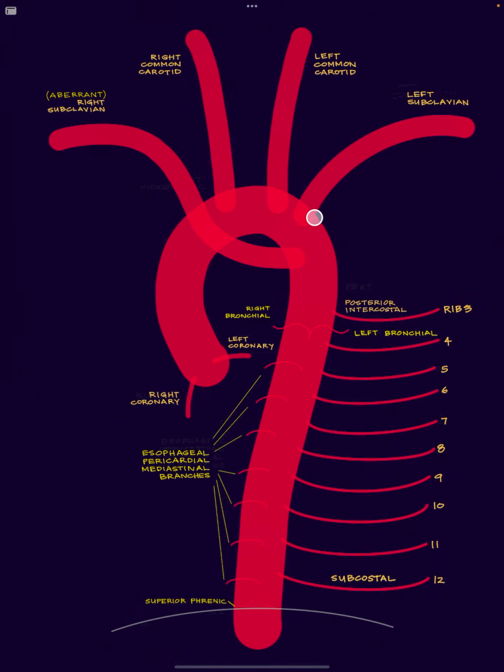Here's another normal variant called an aberrant right subclavian artery. This is where you have the right subclavian artery coming off the distal part of the arch. It goes behind the esophagus and then ascends to its normal position in the supraclavicular region and then onto the arm. In this situation, you don't have a brachiocephalic artery on the right. Instead, the right common carotid artery arises directly from the aortic arch.